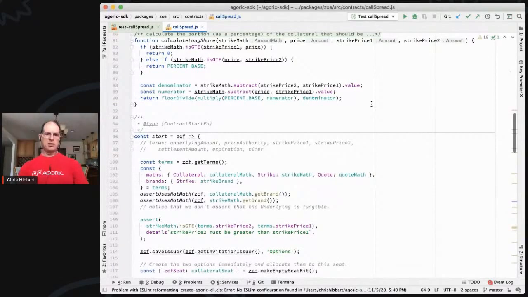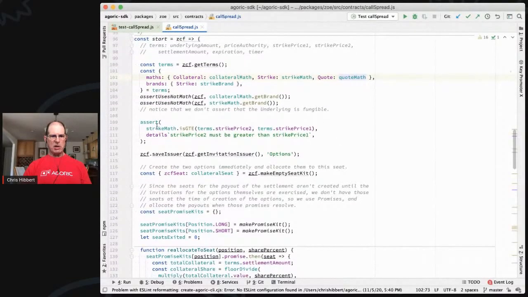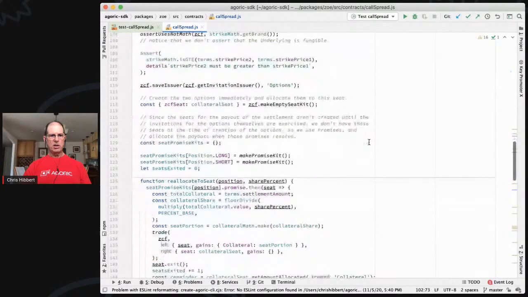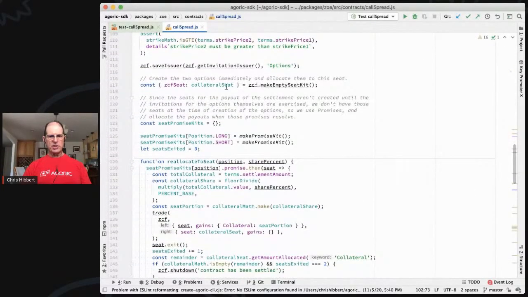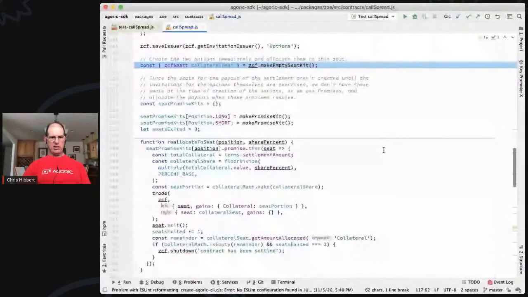This is the start contract. Zoe gets passed in. We use the terms to find the math objects and the brand objects that we're going to use. The quote object here was used to create the two options, I think. I told you about the assert. There's the seat. So we had to make an empty seat in order to assign the funds to the seat so that they were available at the end of the period to pay out. I talked about this reallocate.